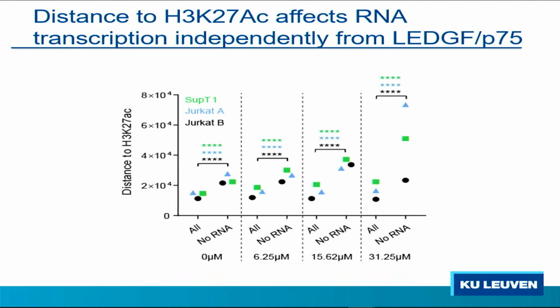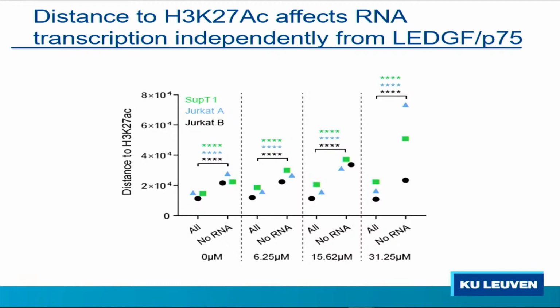If we look for the acetylation mark, which is a mark for an enhancer, we see that already without ledgin, there is a difference. The virus which is close to the enhancer here has transcriptional activity, while the virus which is further away from the enhancer here is not transcriptionally active. So this is a second mechanism that takes place.